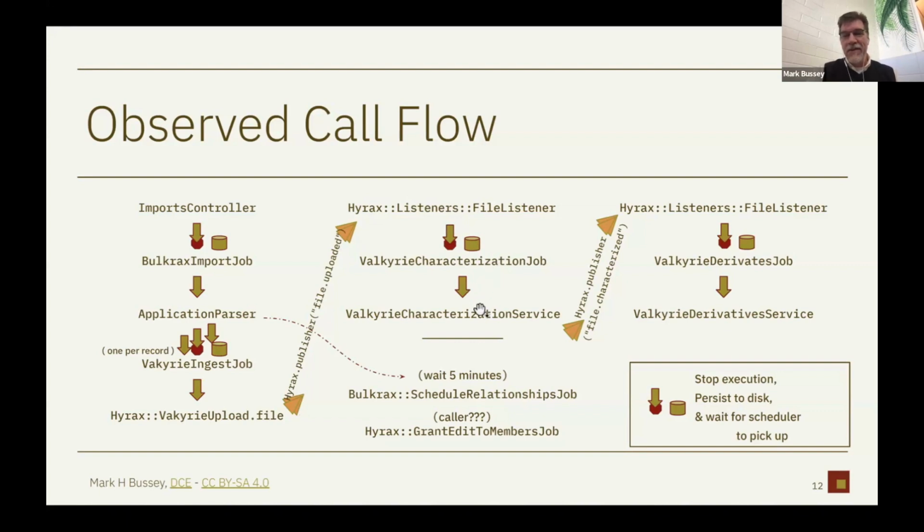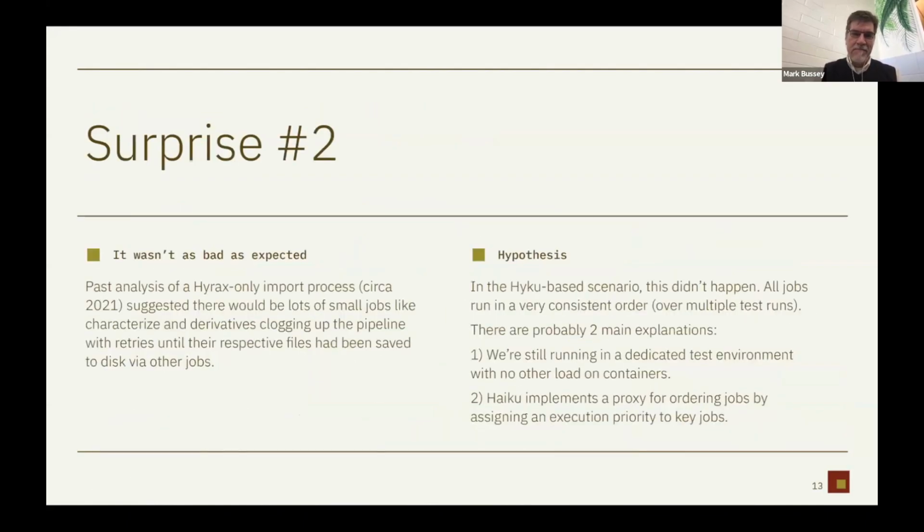That job waits for the scheduler. That job calls characterization. Characterization then publishes an event that things have been characterized. We get file listeners. The file listeners again hear that there's a new file they can create derivatives on, and those happen. So again, lots of different ways of things calling other things that make it hard to reason about what was going on.